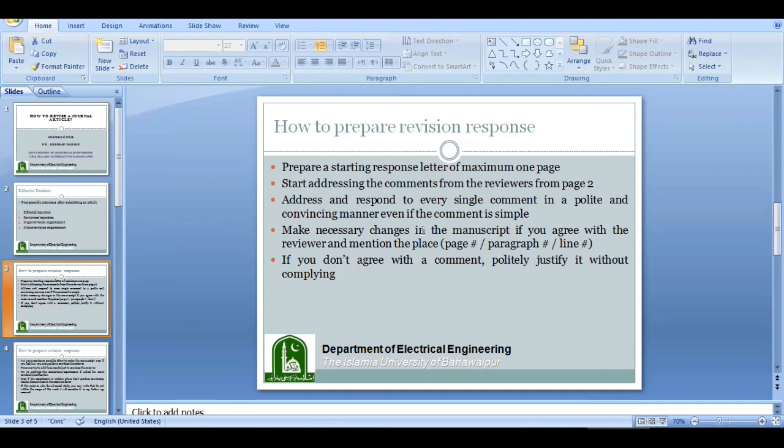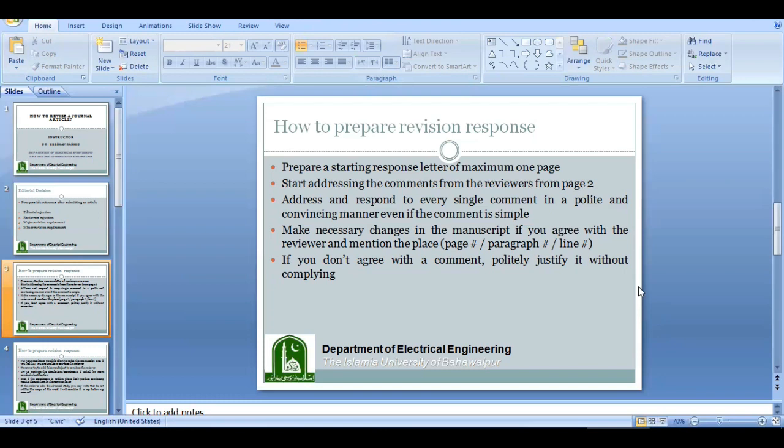Whenever you are going to respond to the reviewer comment in a positive way, you will have to do the necessary changes in the manuscript, and in the response letter, you will have to specify the position at which you have made the changes. That position indicator will contain the page number, paragraph number, and the line number. Another point is that if you don't agree with a comment, just politely justify it without complying. You don't have to comply with the reviewer's comment, and you will just argue with the reviewer, and you will justify that what you have done in the manuscript is correct.